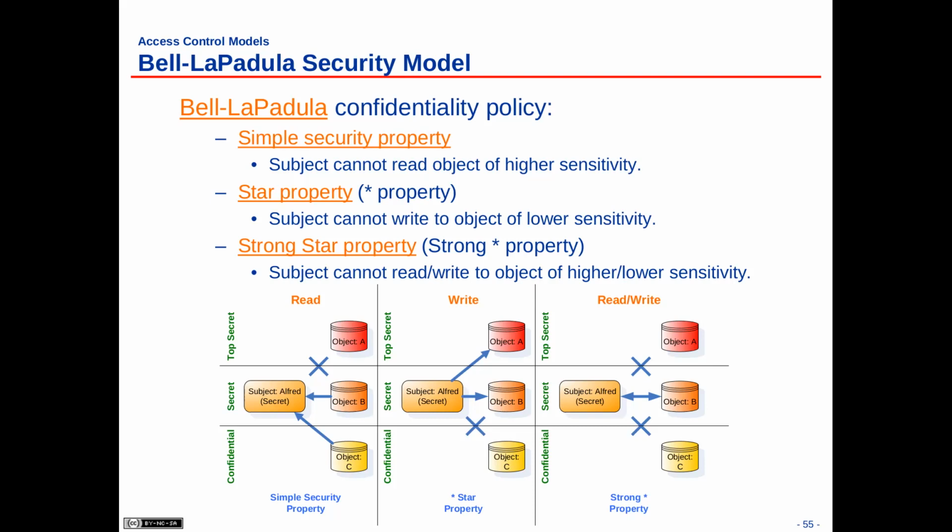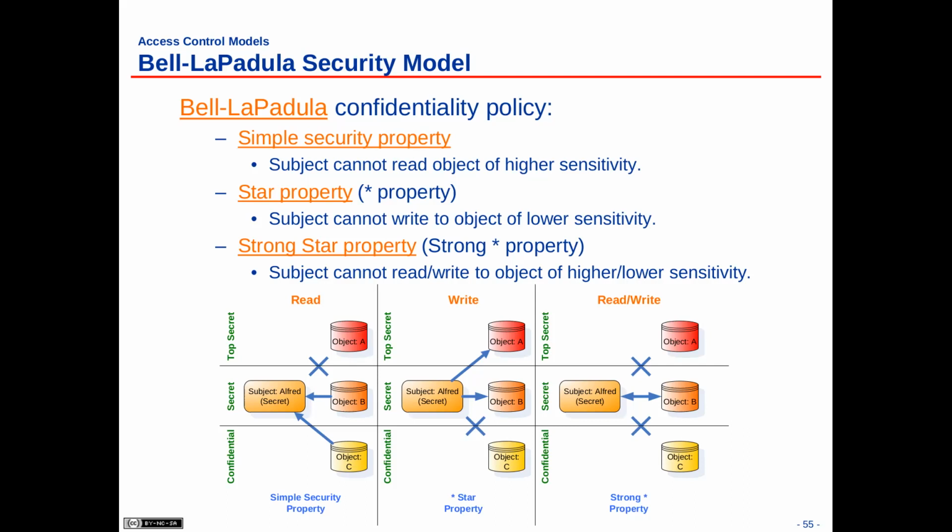So I'll break it down. Alfred has a secret clearance, right? There are three levels. Remember, low, medium, high: unclassified, secret, top secret. Alfred just has a secret clearance. This is far beyond his clearance level, so it's above his clearance level. It's just that simple. He just can't read things that are higher than his clearance level.